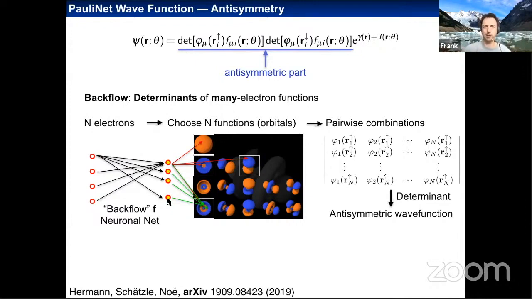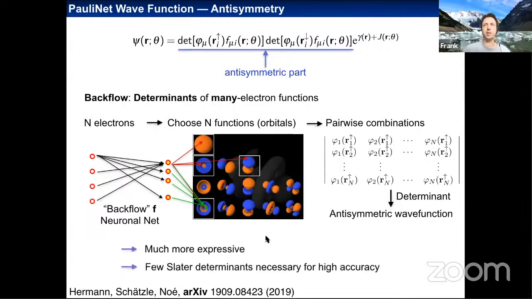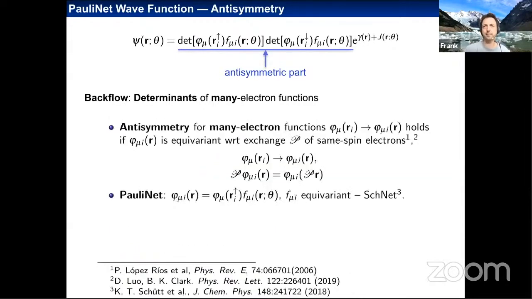And because of that, the idea is that if we can train such a function, we can be much more expressive than with single electron functions. And we can get away with fewer Slater determinants and still get high accuracy. Okay, so that's the idea of the backflow. And now we do that with a neural network.